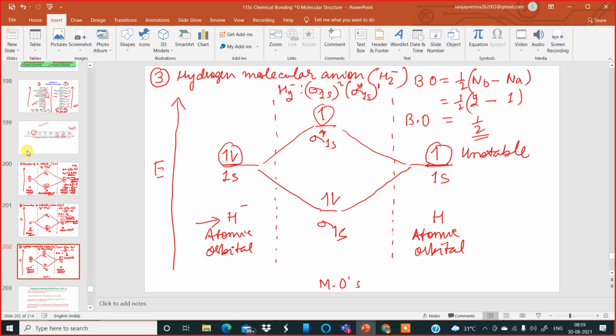After the bond order and the stability, we look at any unpaired electrons. There is one unpaired electron in the sigma star 1s orbital. So because of the presence of the unpaired electron in the sigma star 1s orbital, this hydrogen molecular anion is again paramagnetic.